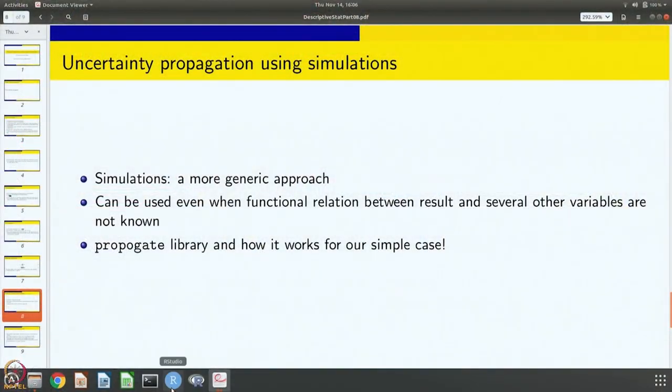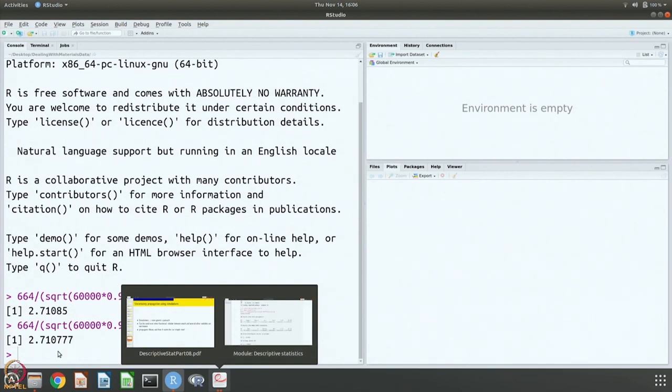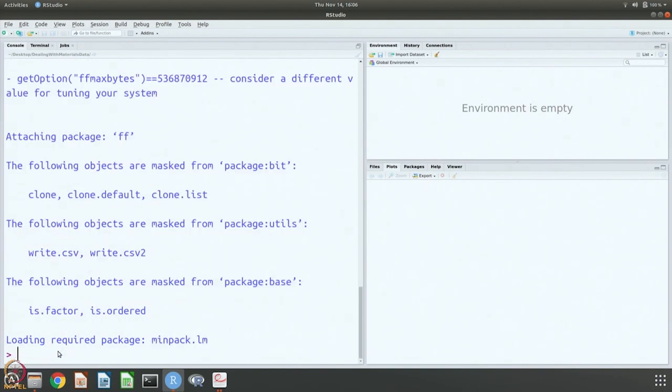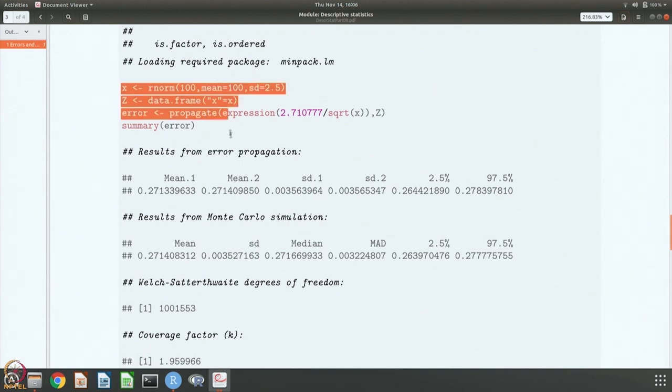So let us go to R and let us do the, so first we have to get the library Propagate. Okay, so the library is in place. Now we can get this command.